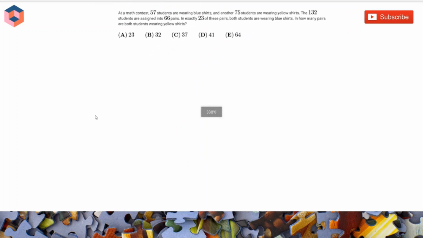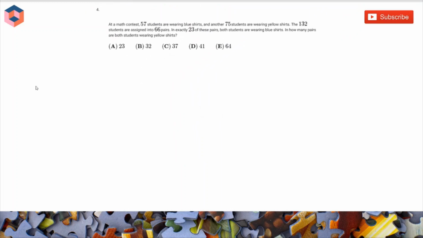At a math contest, 57 students are wearing blue shirts and another 75 students are wearing yellow shirts. The 132 students are assigned into 66 pairs. In exactly 23 of these pairs, both students are wearing blue shirts. In how many pairs are both students wearing yellow shirts?